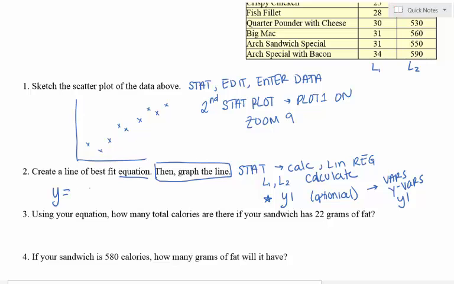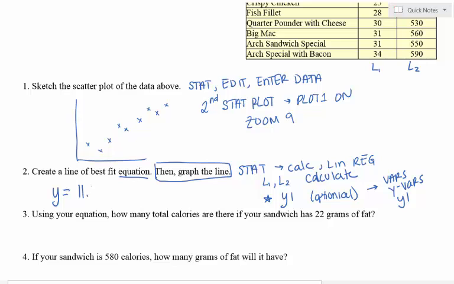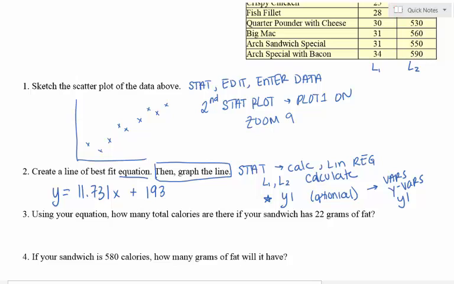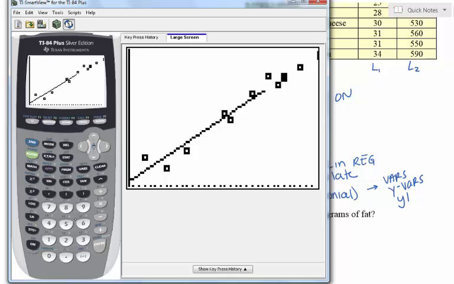So Y equals, well, A was 11.731 X plus B, right? That they're giving me the equation 193.852. That's my equation. Now it's set to graph the line, so that's why I went ahead and did this Y1, because if you look at your Y equals in Y1, now I have the equation that they just gave me. So that's great. I'm going to go back to my graph, and it graphs the line for me.